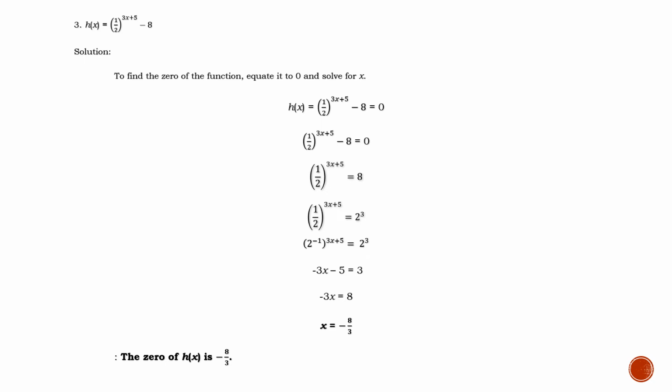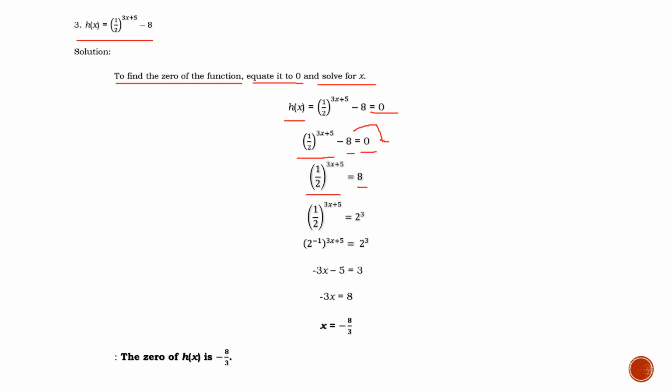Now, for example number 3, your h of x is equal to 1 half raised to 3x plus 5, minus 8. To find the zero of the function, equate it to 0 and solve for x. That's why your h of x is now equal to 0. Then it becomes 1 half raised to 3x plus 5, minus 8 is equal to 0. We simply transfer this negative 8 to the other side of your equation, so it becomes positive 8. So we copy 1 half raised to 3x plus 5.